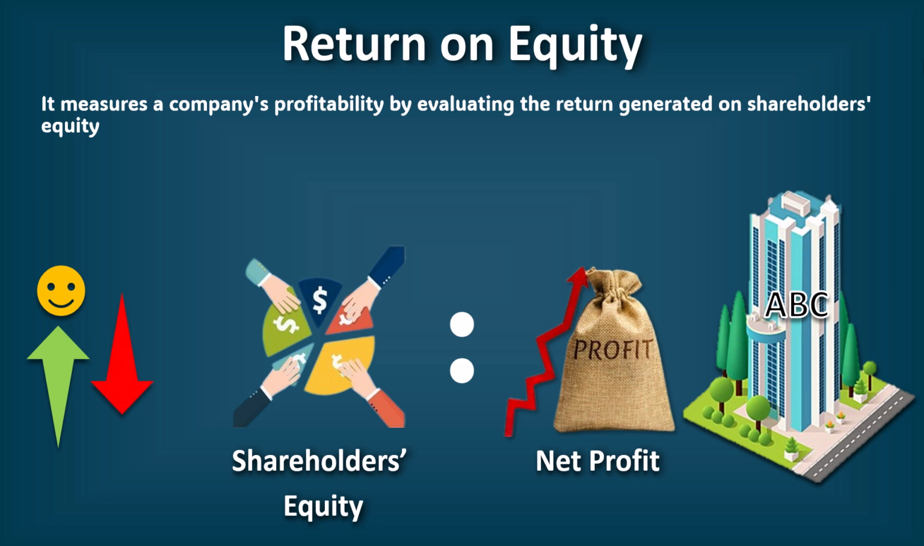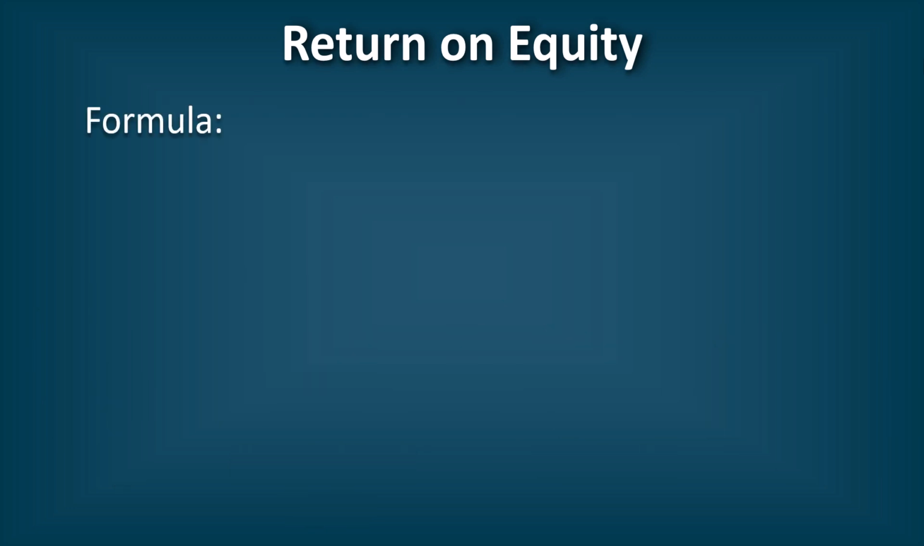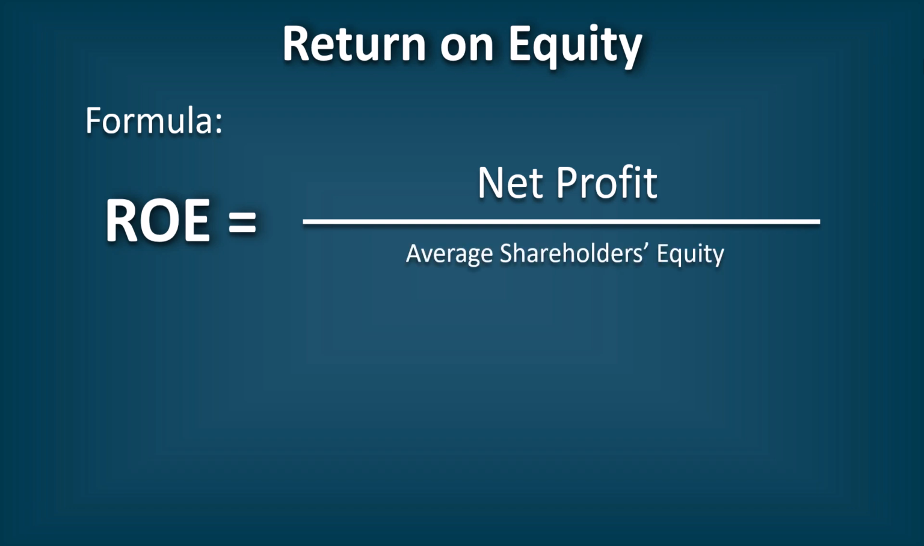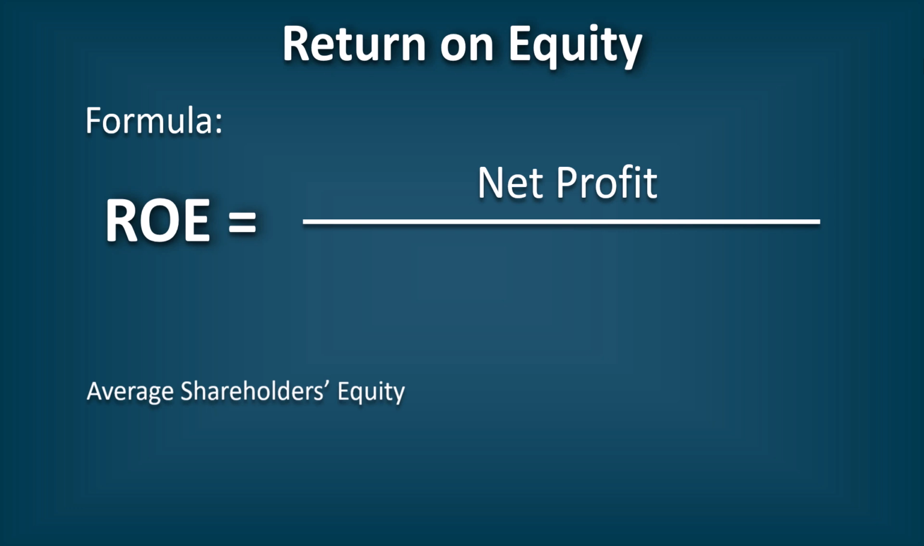If it is lower, it is not a good sign, as it indicates the company is not using shareholder funds efficiently. Let's understand its formula. Return on equity equals net profit divided by average shareholders' equity. Here, average shareholders' equity means the average equity during the year. It is calculated as beginning equity plus ending equity divided by 2.